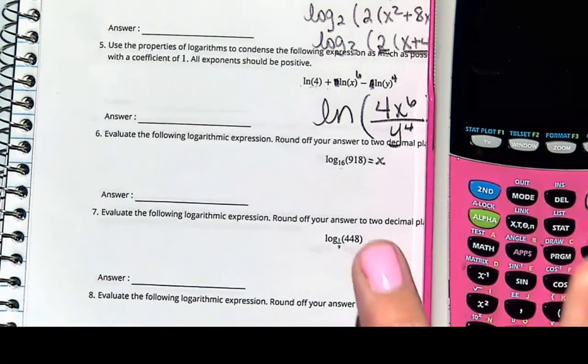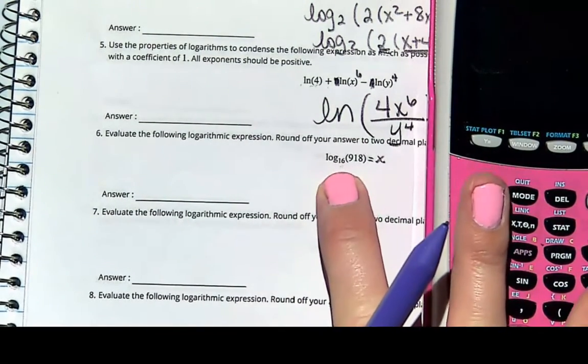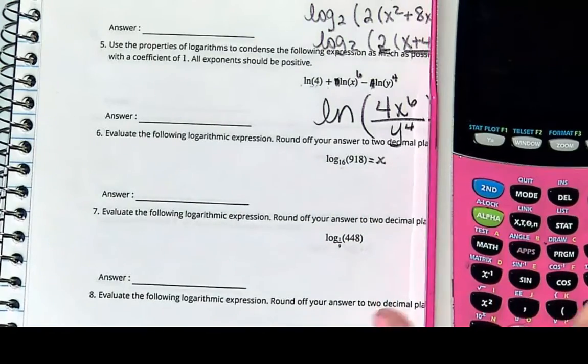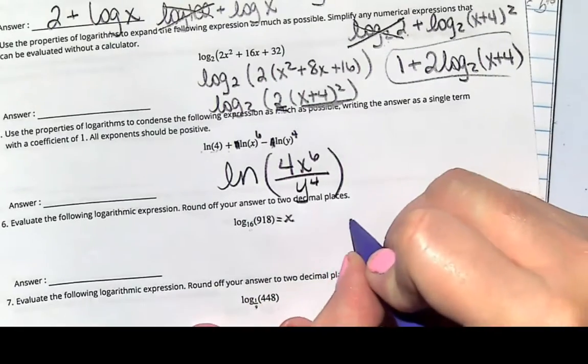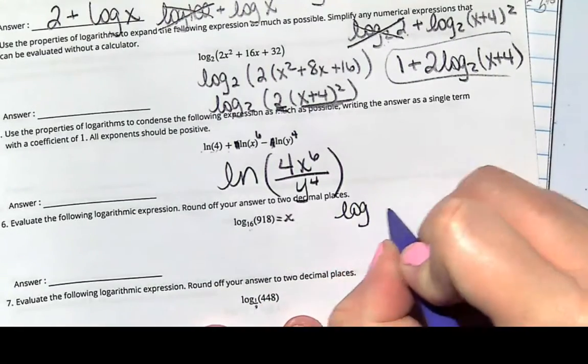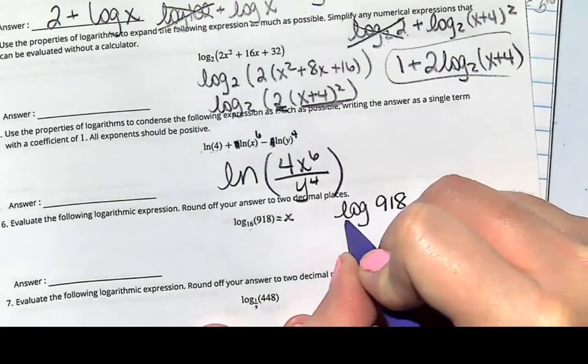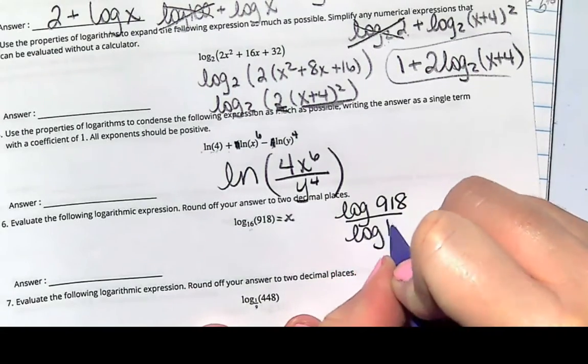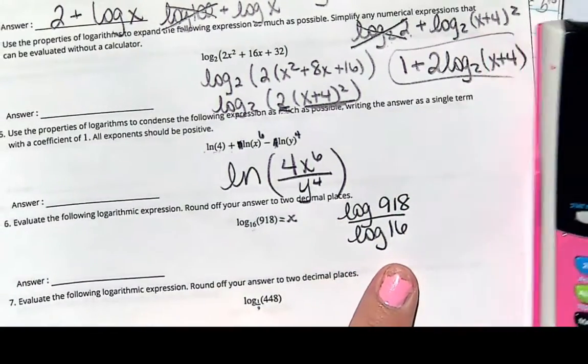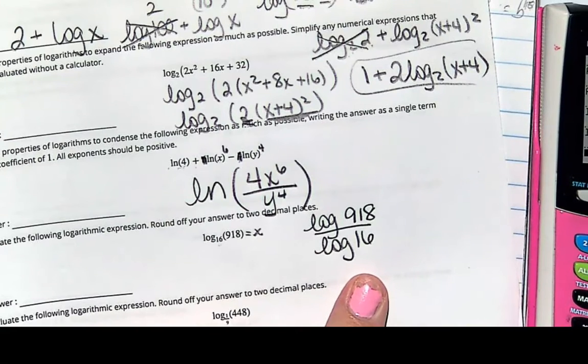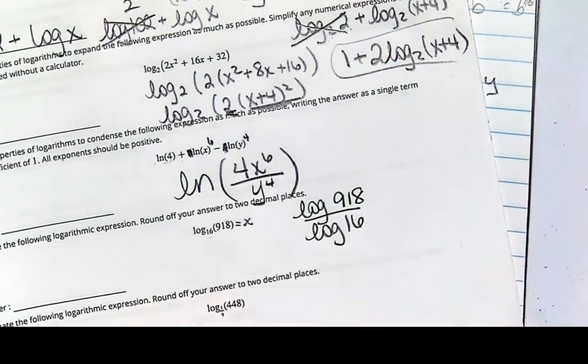Well, my calculator doesn't know base 16. It knows base e, and it knows base 10. So I'm going to use change of base formula. So log of the argument over the log of the base that my calculator doesn't know. And I'm just going to slap that thing in my calculator. Divided by log 16. And that gives me 2.46.